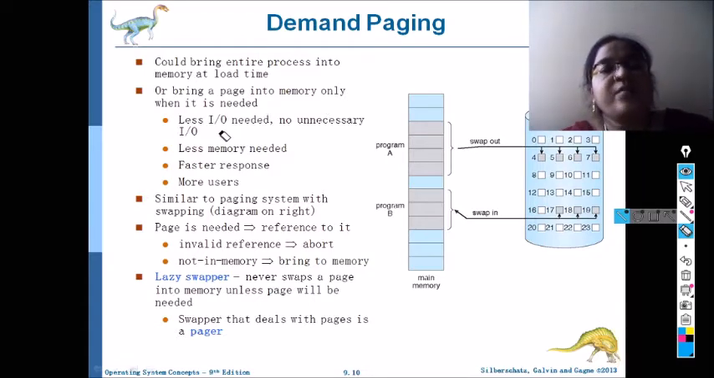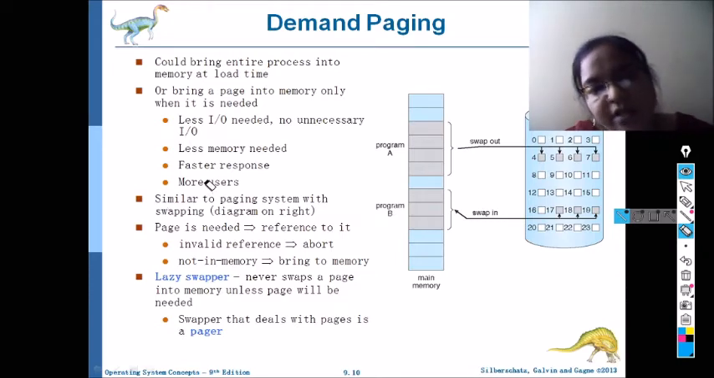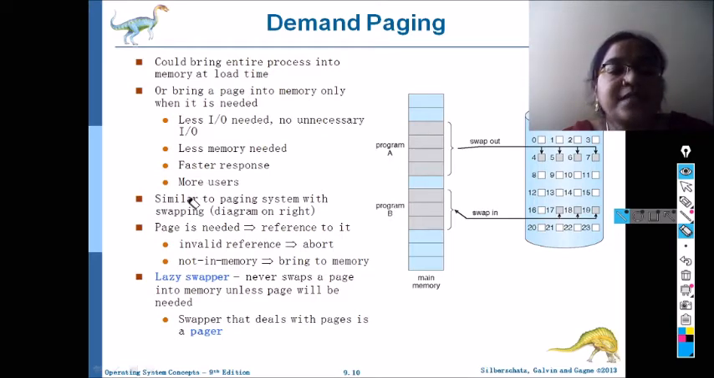Less input and output, IO, is needed here. No unnecessary IO will be required. Less memory is needed. Faster response will be there, and more users can be accommodated because you are getting only the pages when they are demanded. This concept of demand paging is similar to a paging system with swapping.